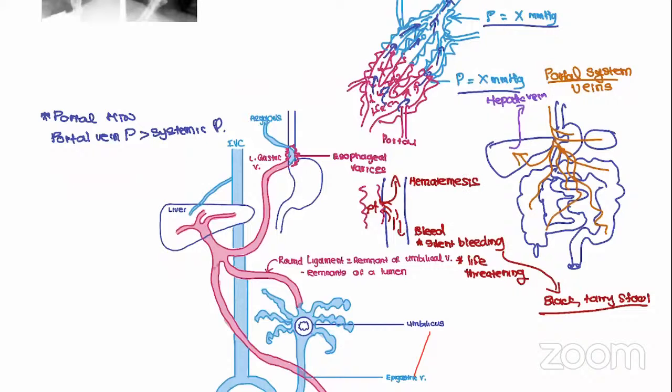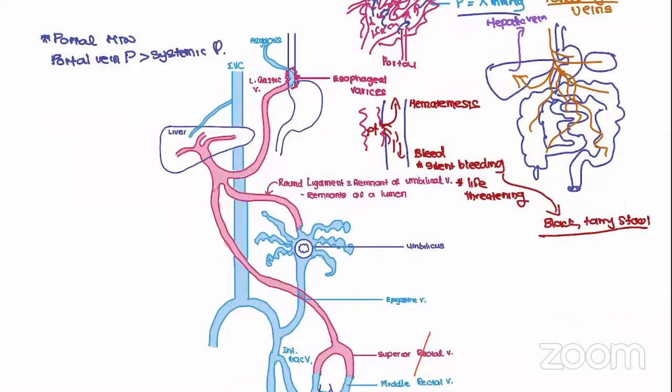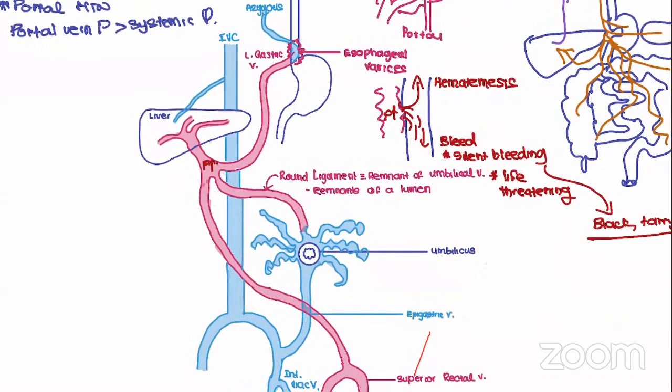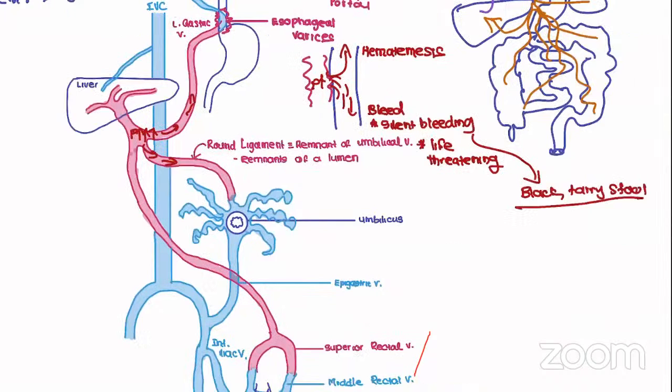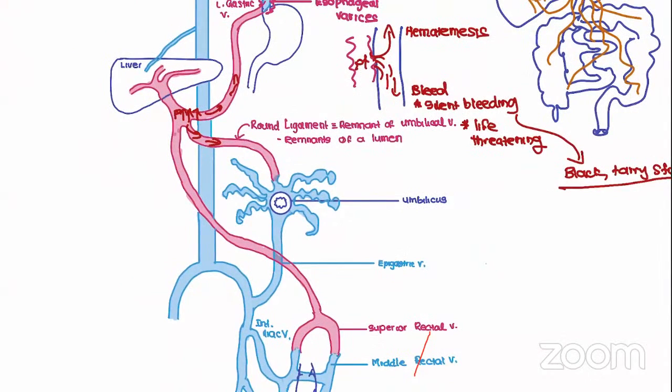That is throwing up blood. Okay, that's the first part. The second part is, now that the portal pressure is increased, it is also going to open up this lumen, and then it is also going to cause blood to flow into this region.